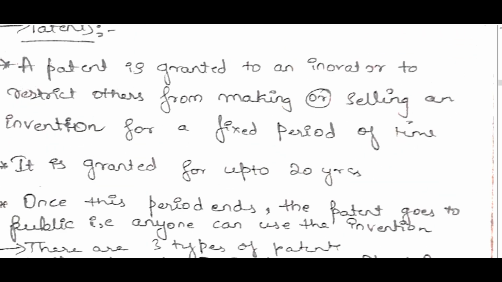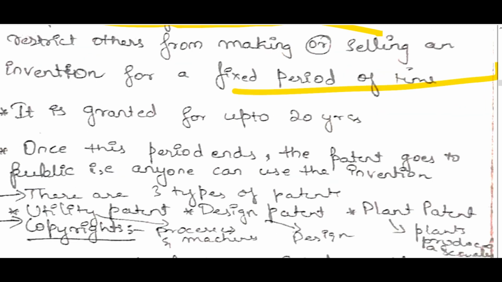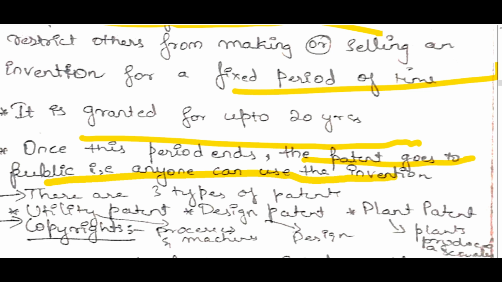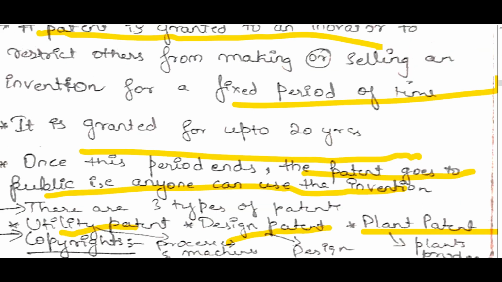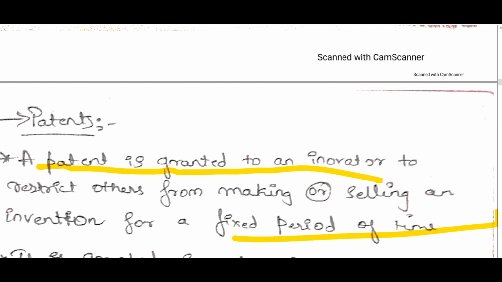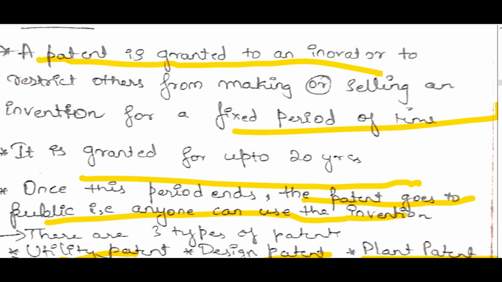Patents. A patent is granted to an entrepreneur for a fixed period of time. It can be granted for up to 20 years. Once this period ends, the patent goes into public domain and anyone can use the invention. There are three types of patent: utility patent, design patent, and plant patent. What is a patent and the types of patent has been asked for 7 to 8 marks previously.